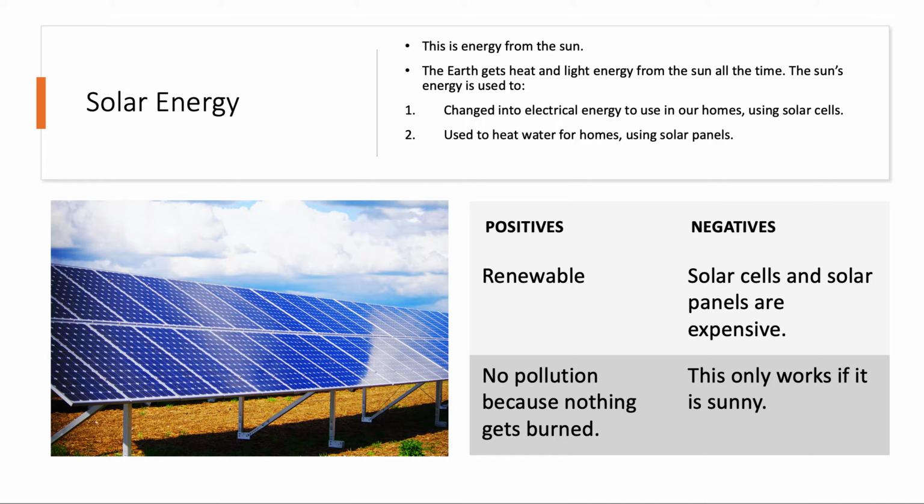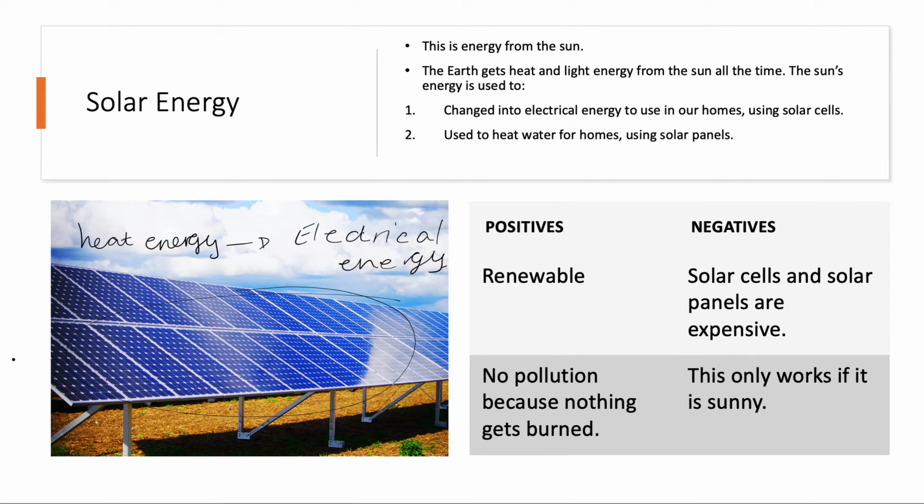It can be changed into electrical energy to be used in our homes using these solar cells over here. So it's converting our heat energy to electrical energy. And it could also be used to heat water for homes using solar panels. So we need hot water as well, and that's what we get from these solar panels.